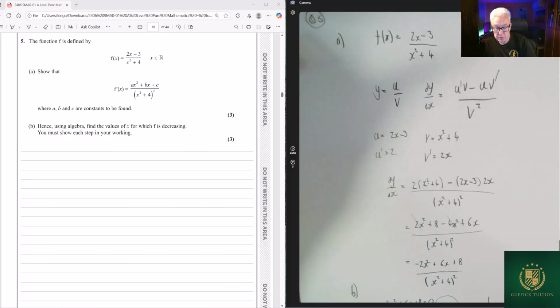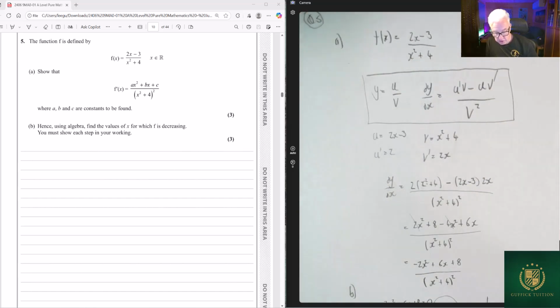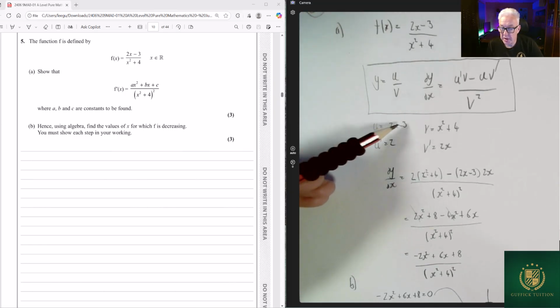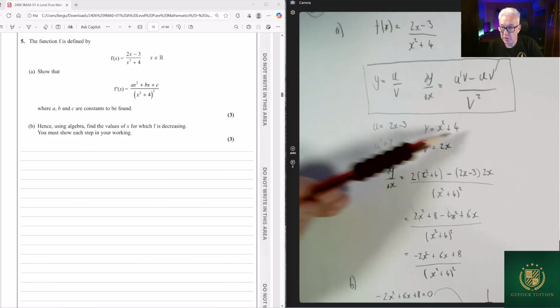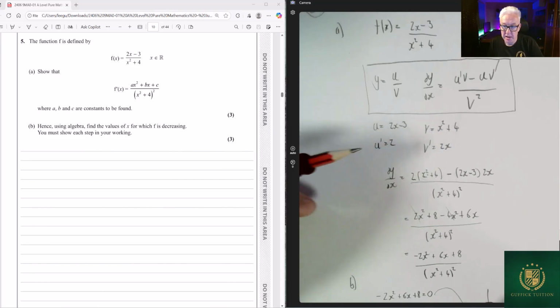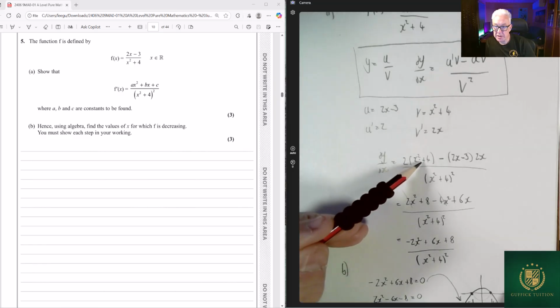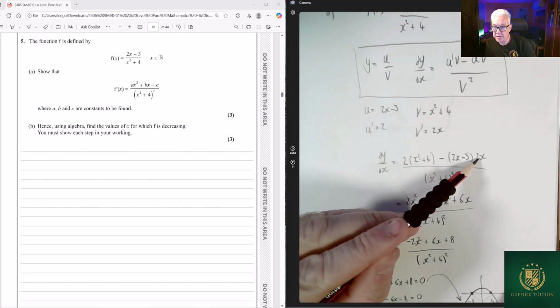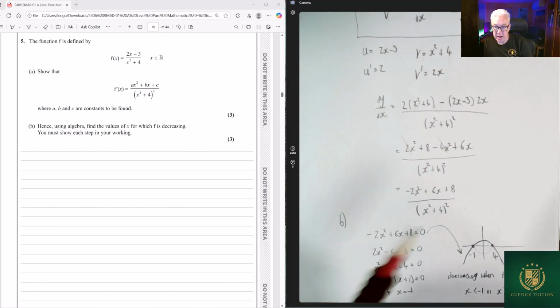So the quotient rule is going to be u dashed v minus uv dashed over v squared, where y is equal to u over v. So our u is 2x minus 3, so therefore our u dashed is 2. Our v is x squared add 4, so our v dashed is 2x. And then we're just simply subbing into the formula. So our u dashed is 2, there's our v, minus our u, times our v dashed, over v squared. Now we just expand the brackets and collect like terms.